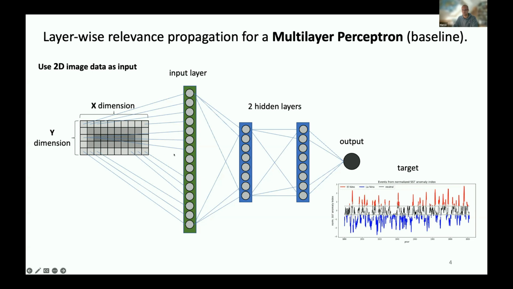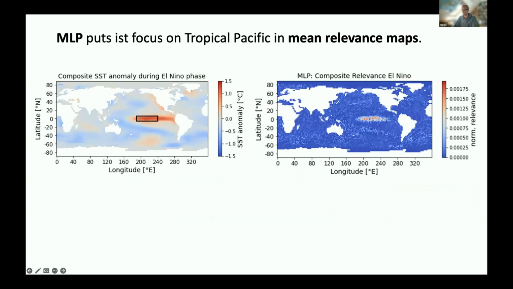So the result for the multi-layer perceptron looks like this. On the left-hand side, we see the mean input sample. Again, this tropical Pacific region is of interest. And on the right-hand side, you see the mean relevance map from our multi-layer perceptron. This red area is the area which is most relevant for the model. There is no surprise, the model also finds the tropical Pacific Niño region most interesting. That appears to be physically reasonable for us and shows that the model did a good job in classifying these samples.